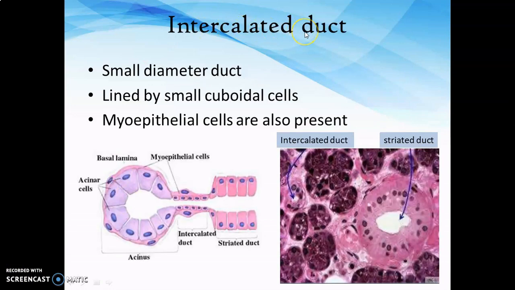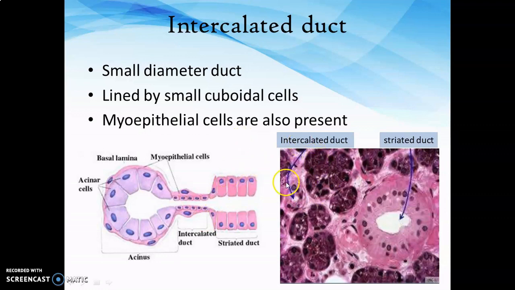The intercalated duct, which is the first duct starting from the acini, you can see here. It is the smallest diameter duct. They are lined by small cuboidal cells. You can see here the duct lined by small cuboidal cells. There is presence of myoepithelial cells associated with the intercalated duct, or they are present on the surface of the intercalated duct. You can see here. This was explained earlier also.